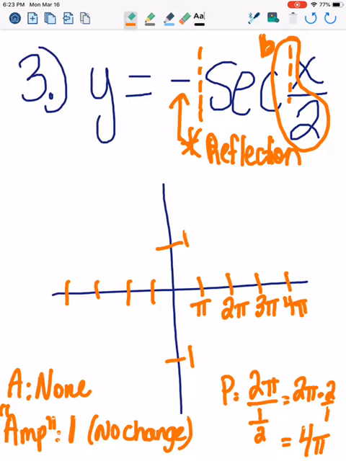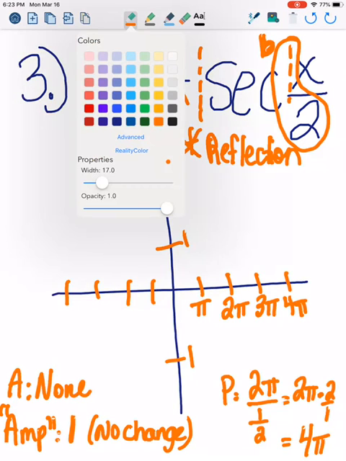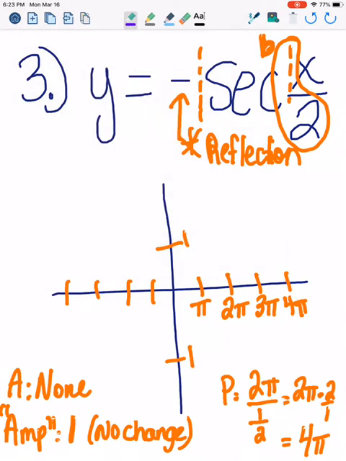And now I'm going to set my asymptotes. Okay, so this is secant. I'm going to think through. Secant is the reciprocal of cosine. So cosine starts up at the top.